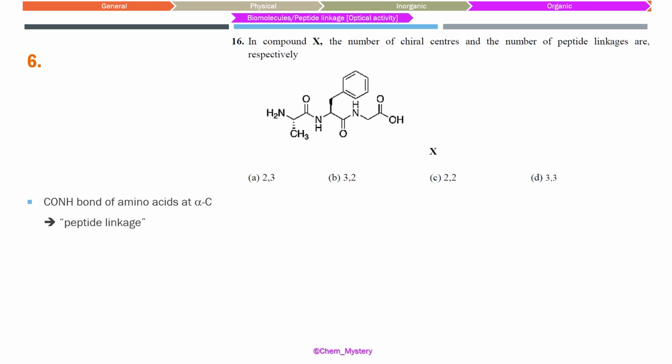The next question is about the peptide bond, peptide linkage, and the number of chiral carbons. This was quite an easy and straightforward question. The compound was given to us, and we were asked how many chiral centers and how many peptide linkages are present. So we have the alpha carbon of an amino acid forming a bond with the NH2 group of another amino acid. We call this the peptide bond. Here we can see there are 2 peptide bonds and 2 chiral carbons present.